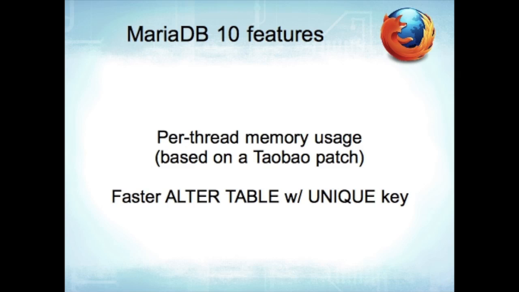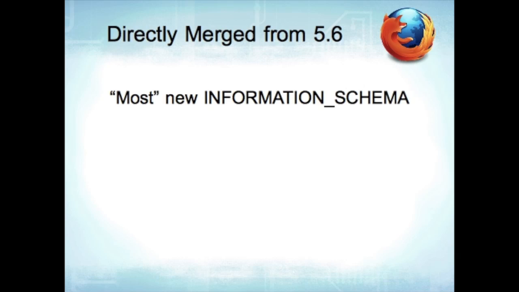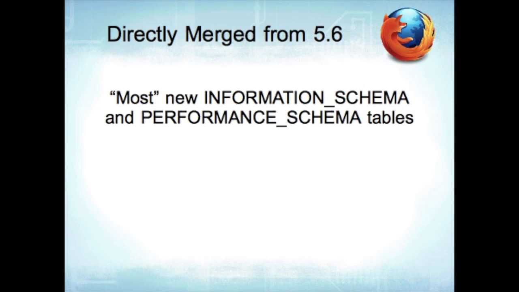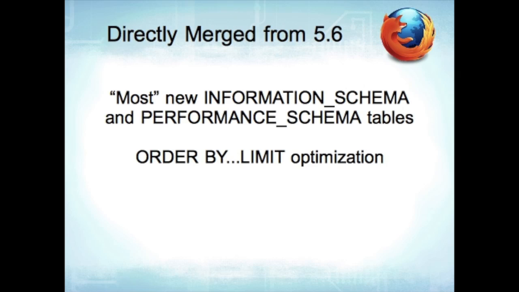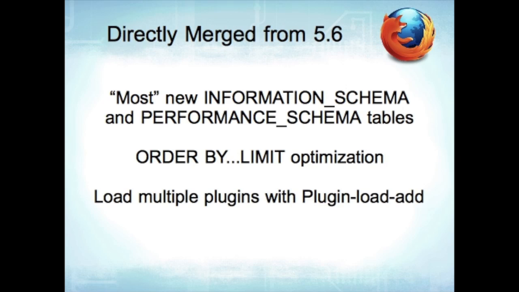What about the stuff they directly merged from 5.6 without changing? Well, most new information schema. I'm going to do this quickly because, again, where do you look for the documentation? 5.6? Maria? Most performance schema tables. What's this "most"? Which ones? Order by limit optimization, loading multiple plugins with plugin load add. Is that it? That's all they say on their website. Is that it? Well, sort of.